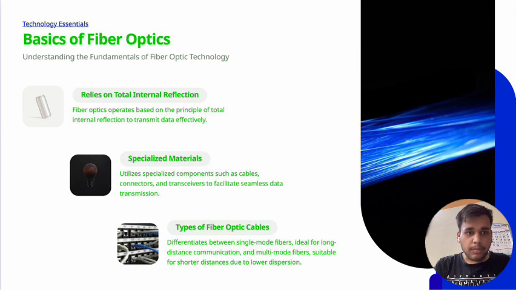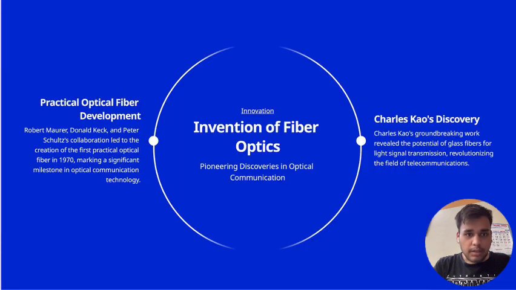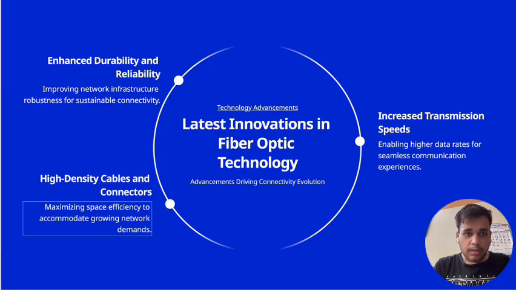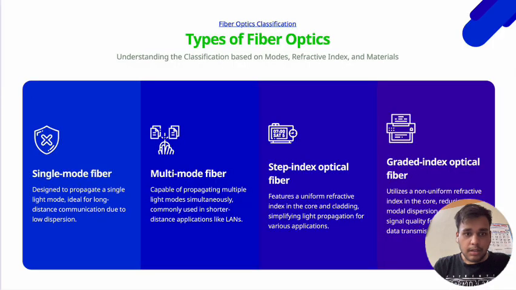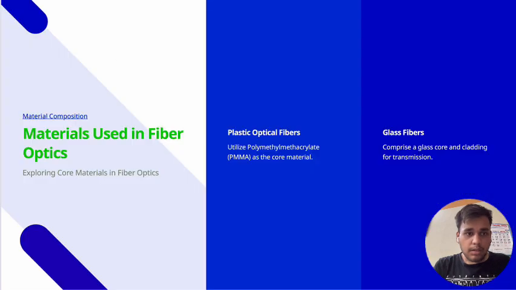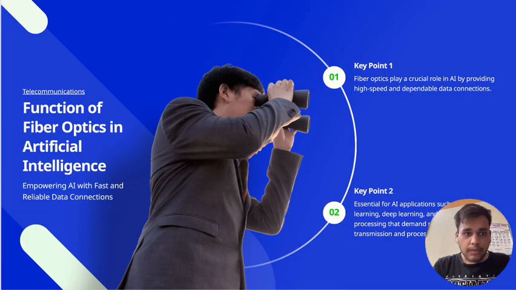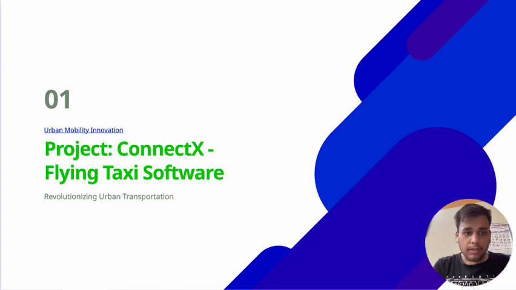basics of fiber optics, what is it all about, then the innovations in fiber optics and their inventions, then the design of fiber optics, then the latest innovations, then the types of fiber optics, then the material used in fiber optics, and the use of fiber optics in various fields. And there's a function of fiber optics in artificial intelligence.